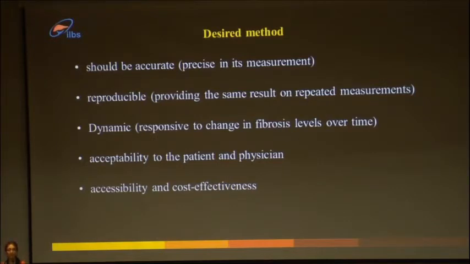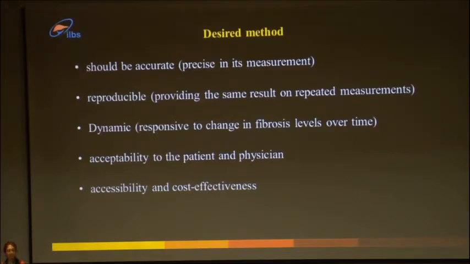We've seen that biopsy is one of the so-called gold standards today, and I will come to that at the end of this lecture, telling you that biopsy is no longer going to be the reference standard or the gold standard for evaluation of fibrosis. So we're all looking for desired methods.